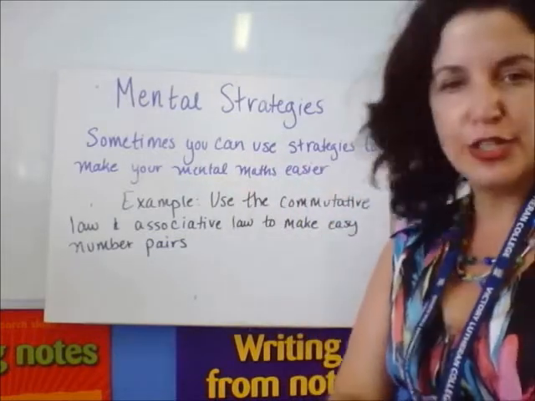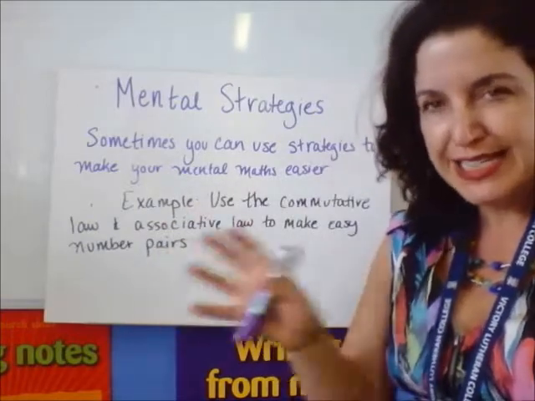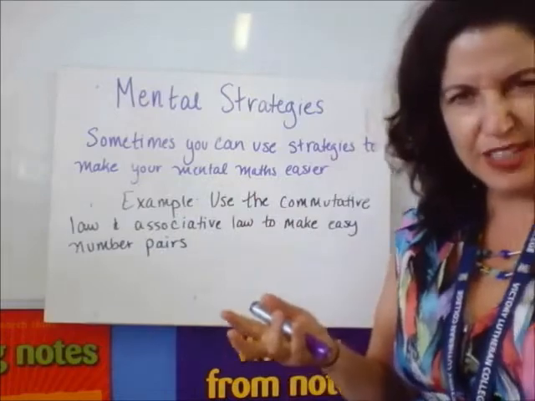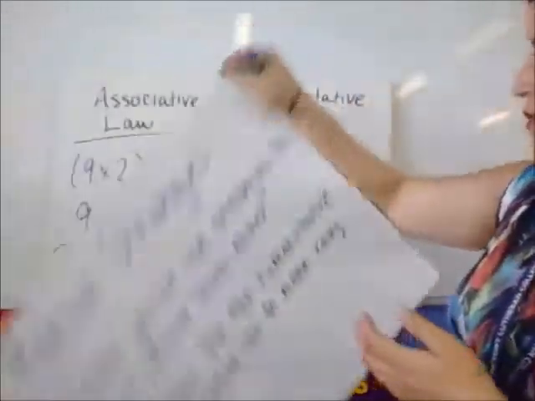One example is to use the commutative and associative laws to make easier number pairs. What's the commutative and associative? I know you talked about it before, Mrs. Ratcliffe. What is it? Well, let me remind you.